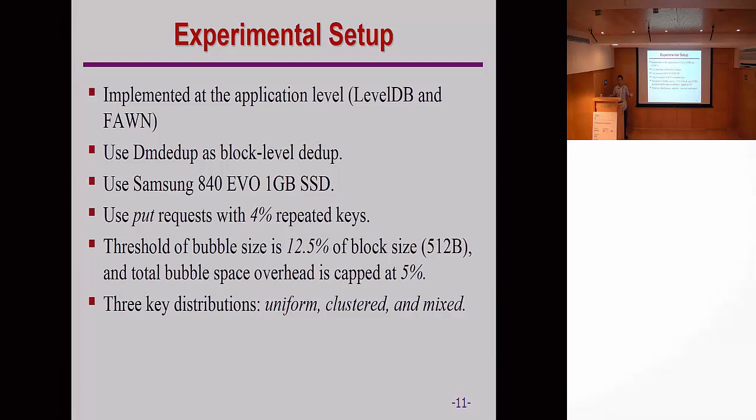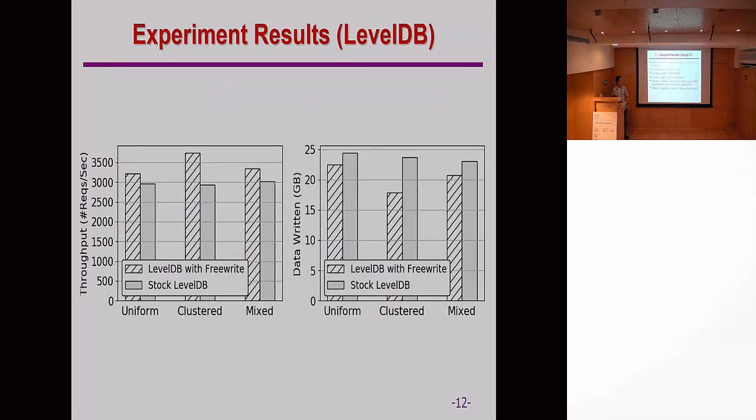The keys can be uniformly distributed. The keys could be clustered with segments of continuous key range. Or we have a mix of these two kinds of key distributions. For the clustered case, because the keys are clustered and continuously located, that basically reduces the amount of untouched or unupdated blocks, which is actually helpful to the dedupe effectiveness of Freewrite.